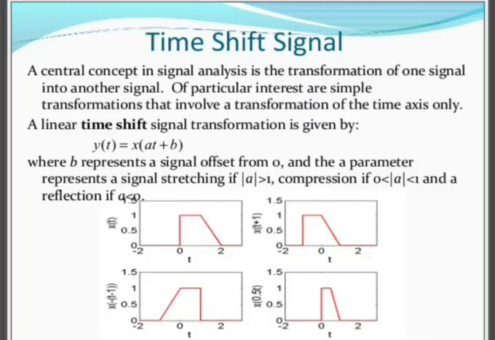So this is the time shift signal. A central concept in signal analysis is the transformation of one signal into another signal, and of particular interest are the simple ones. A linear equation for this time shift signal transformation is given here.